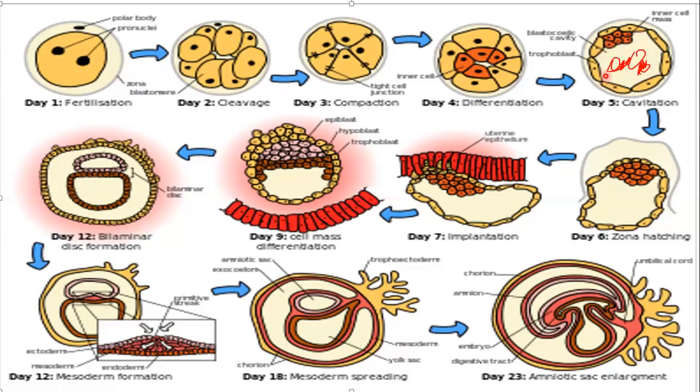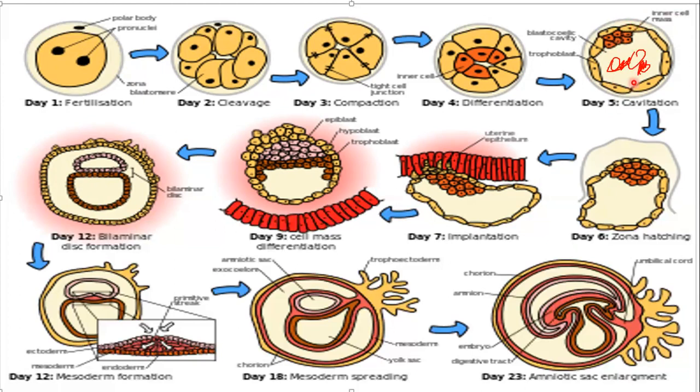The inner cell mass multiplies very fast. So this product of conception, the embryo, we see with the cyst. Why is it having a cyst? Because these cells are proliferating at a very fast rate. So these cells are known as the blast, and the cavity is known as the cyst, and so we name it a blastocyst.